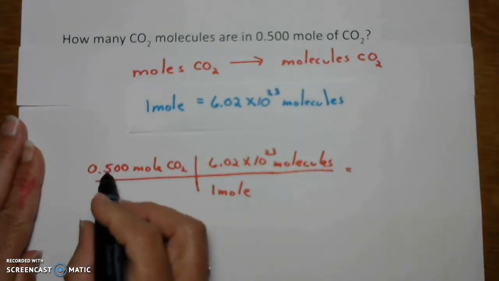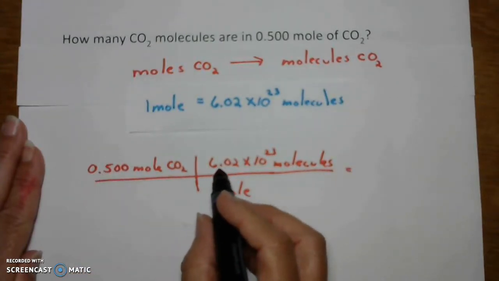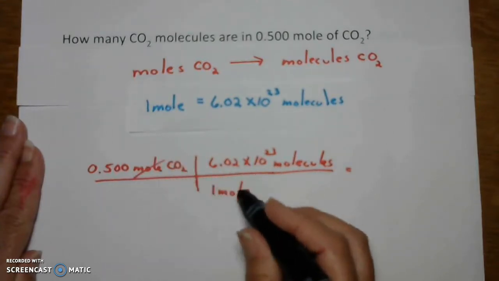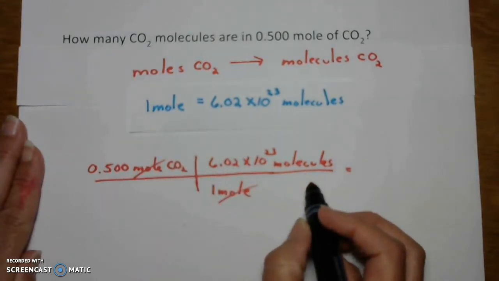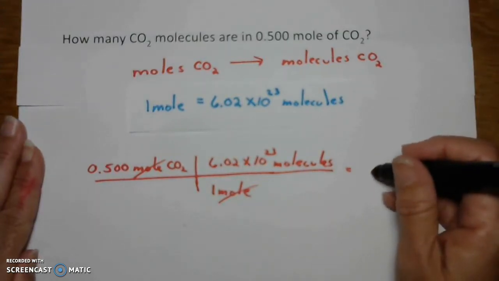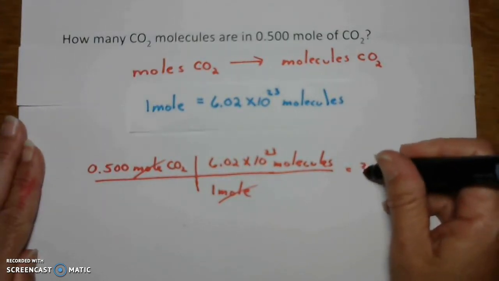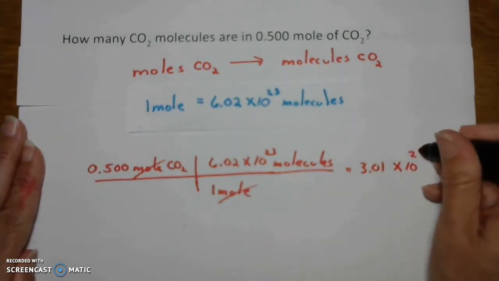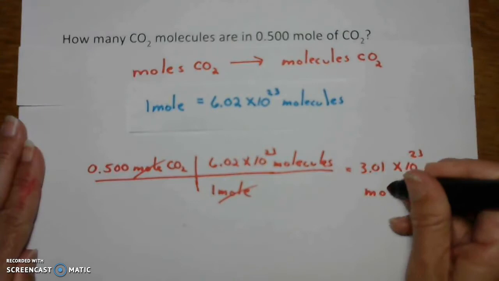So we'll take 0.5, multiply it by 6.02 times 10 to the 23rd. Moles cancels, and we are left with molecules. And our answer here should be 3.01 times 10 to the 23rd, and it's going to be molecules.